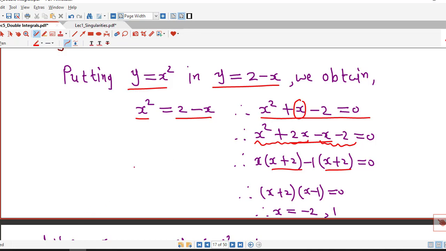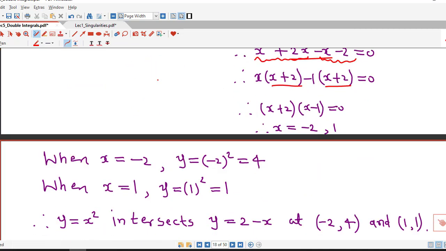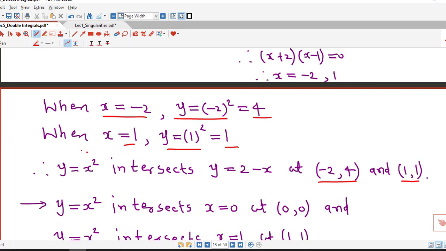From this we obtain x equal to minus 2 and x equal to 1. The corresponding values of y can be obtained by taking x equal to minus 2 and 1 in y equal to x square. When x is minus 2, y equal to the square of minus 2, which is 4. So the first intersecting point is minus 2, 4, and when x is 1, y is 1 square, that is 1. So the second intersecting point is 1, 1. So y equal to x square and y equal to 2 minus x intersect at these 2 points.